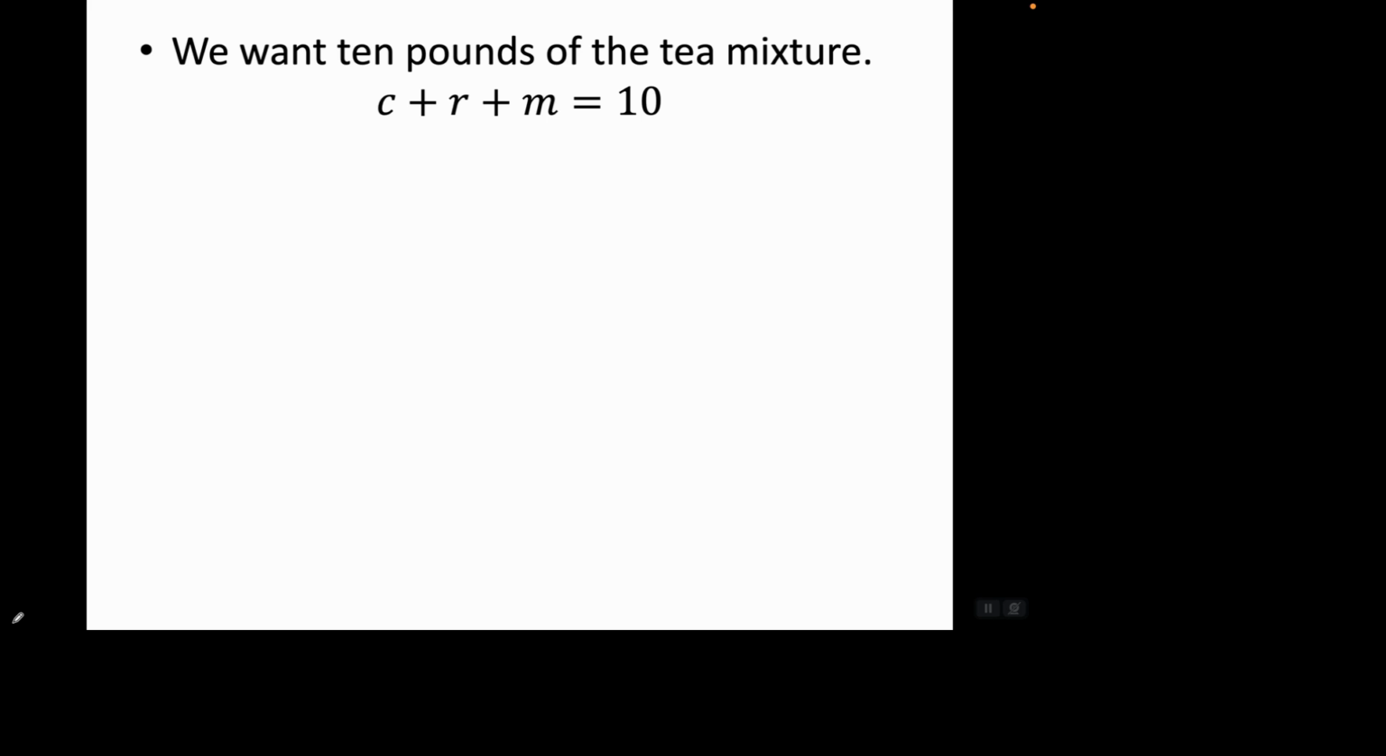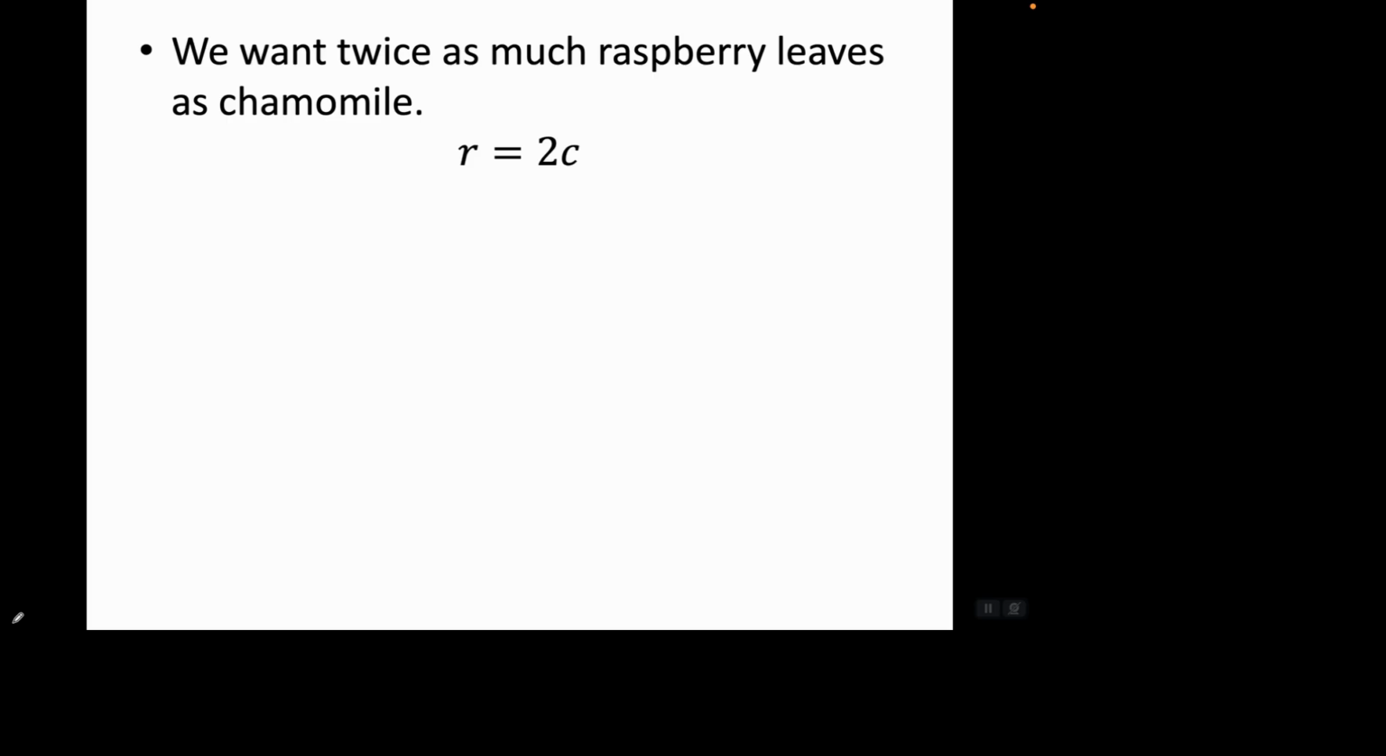We want 10 pounds of the tea mixture. C plus R plus M equals 10. We want twice as much raspberry leaves as chamomile, so R equals 2C. Be careful, don't get it the other way around.